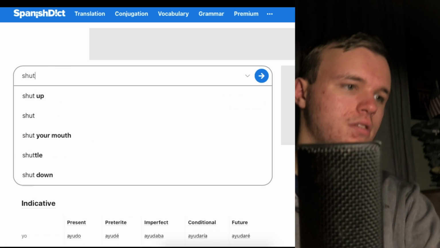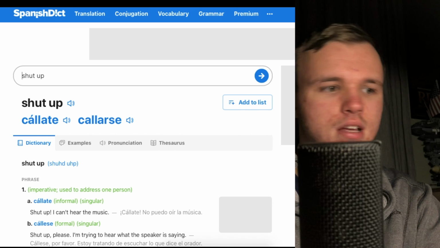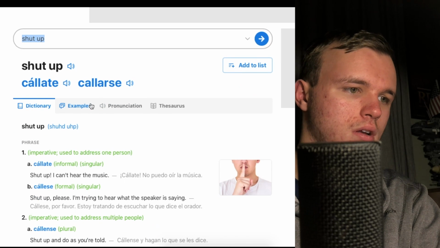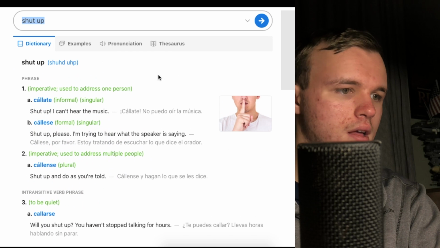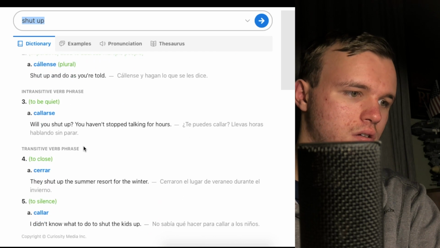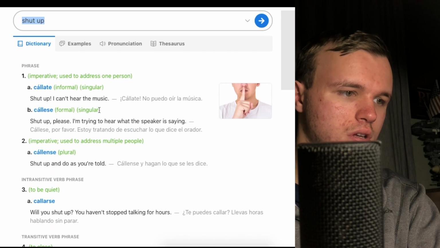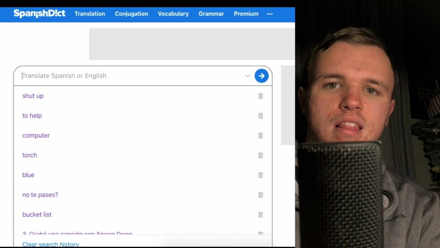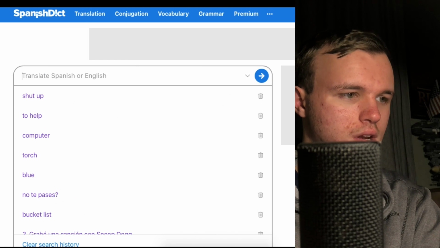And for phrases, it's also helpful. Like if you want to tell someone to shut up because your kid's being crazy, cállate. Boom. Cállate or callarse. Both work. And it looks like these are all done for every country. So let me find something that's different for each country in Spanish.